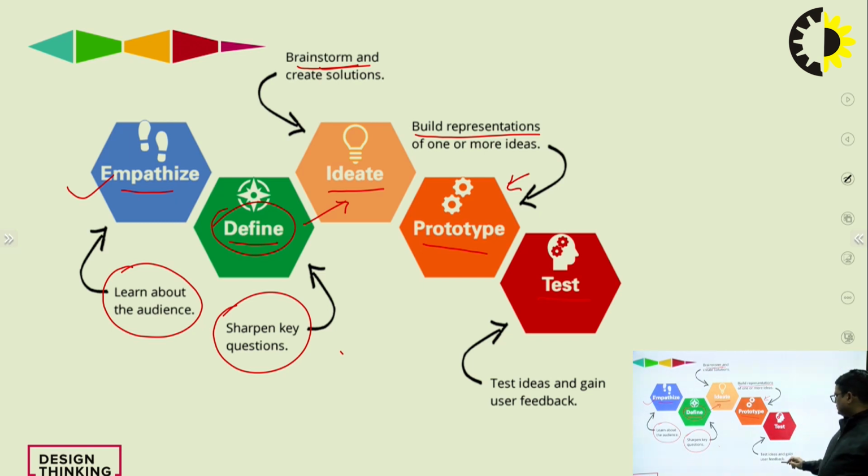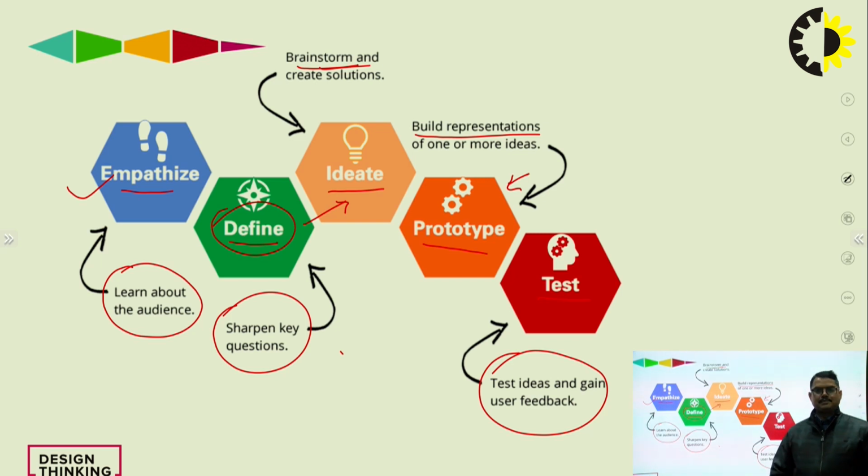Then in the testing phase, we provide this prototype to the users and ask them to use it. While the users are using this prototype or solution that we have created, they will give us feedback. And this feedback will define whether our approach was right or we need to reiterate the process. So this is in short the approach of design thinking. In design thinking, we work majorly in 5 steps. The first one is empathize, then define, then ideate, then prototype, and then test.